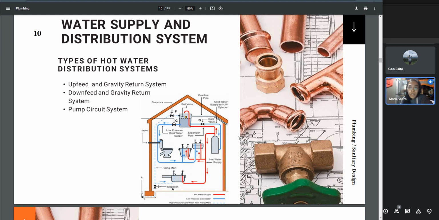The downfeed and gravity return system, hot water rises on the highest point of the plumbing system and travels to the fixture via gravity. The pump circuit system, for a more efficient supply of hot water to the upper floor levels of multi-story buildings.